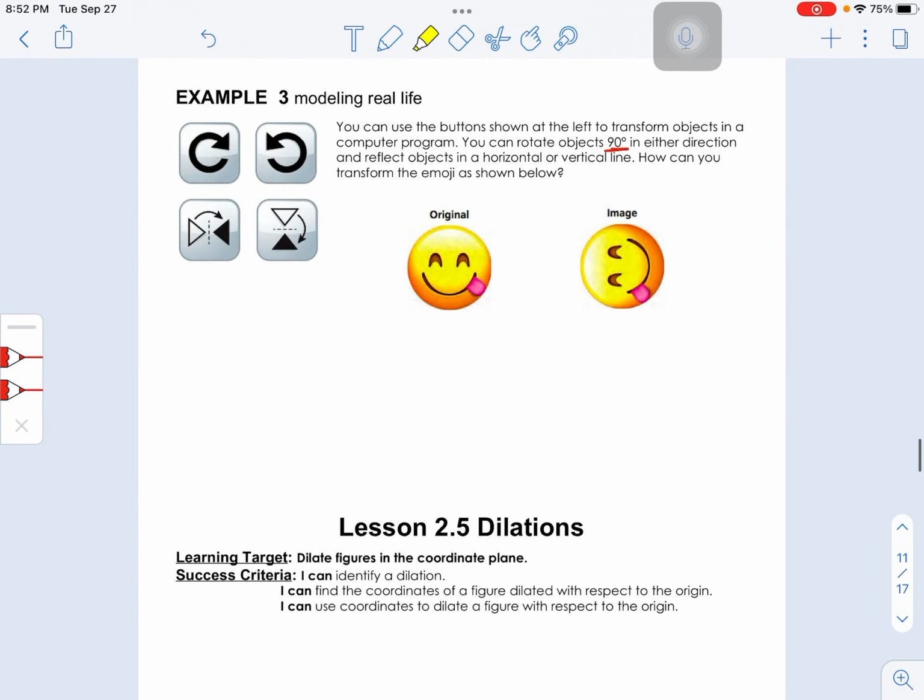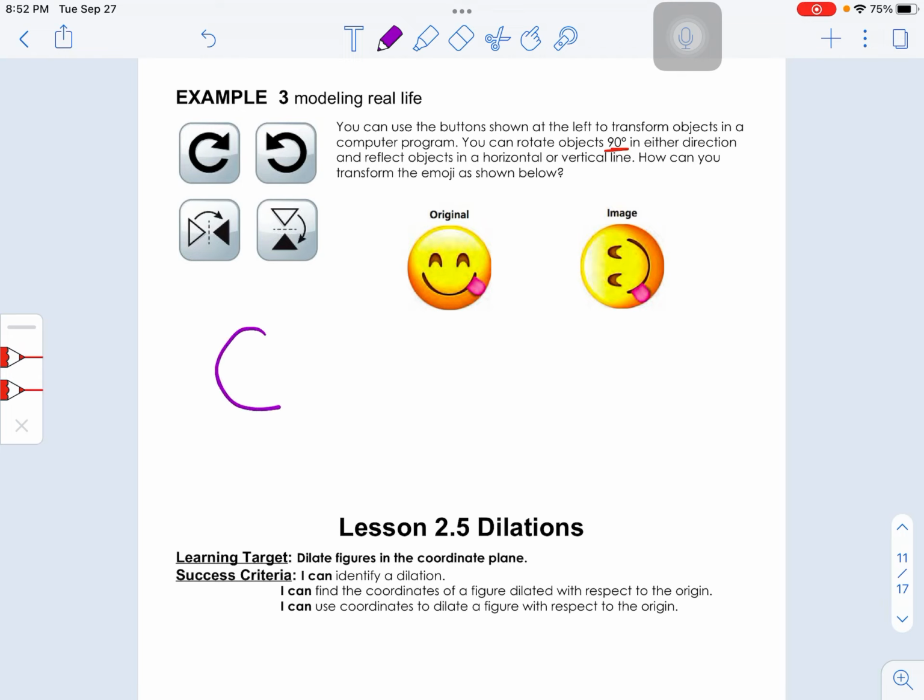All right, and then our final example here. It says you can use the buttons shown at the left to transform objects in a computer program. You can rotate objects 90 degrees in either direction and reflect objects in a horizontal or vertical line. How can you transform the emoji as shown? All right, so I came up with 2 different options here for getting this emoji.